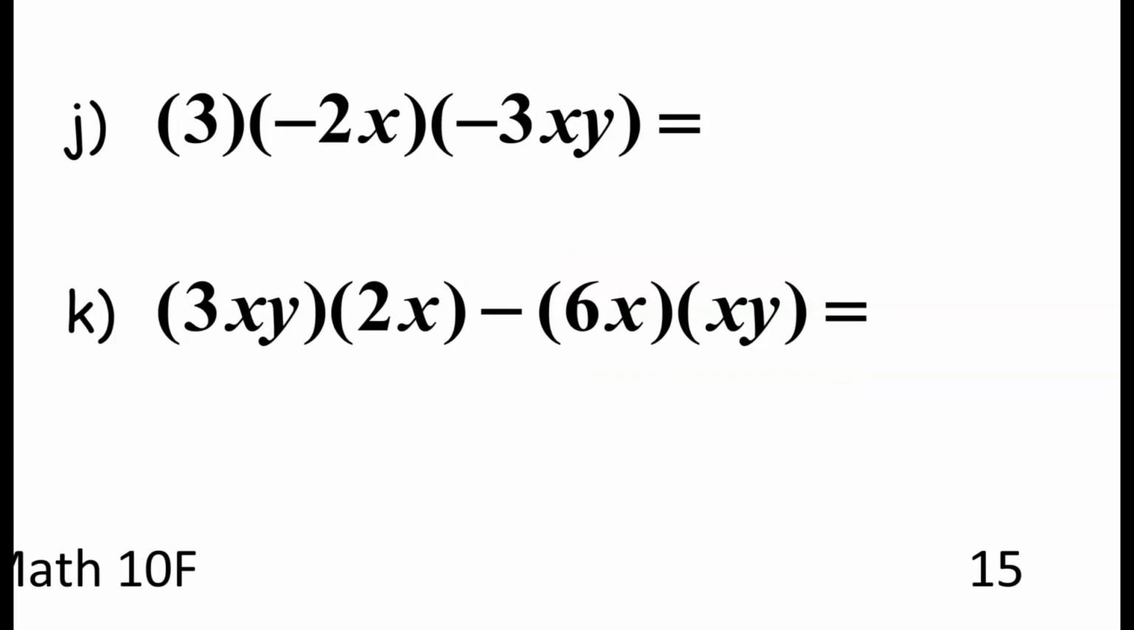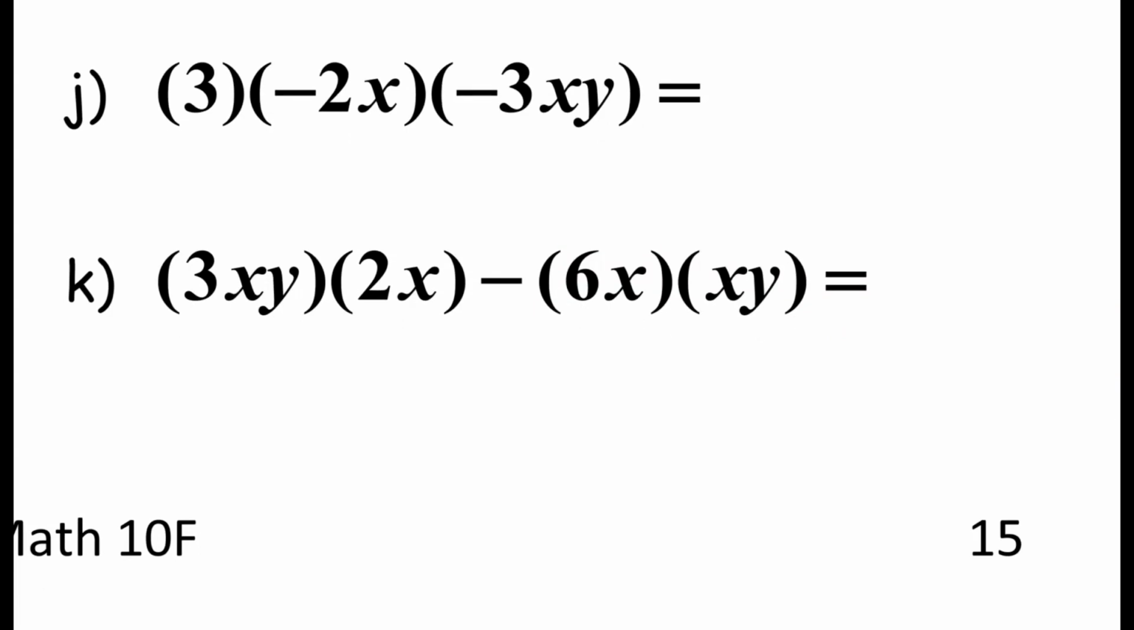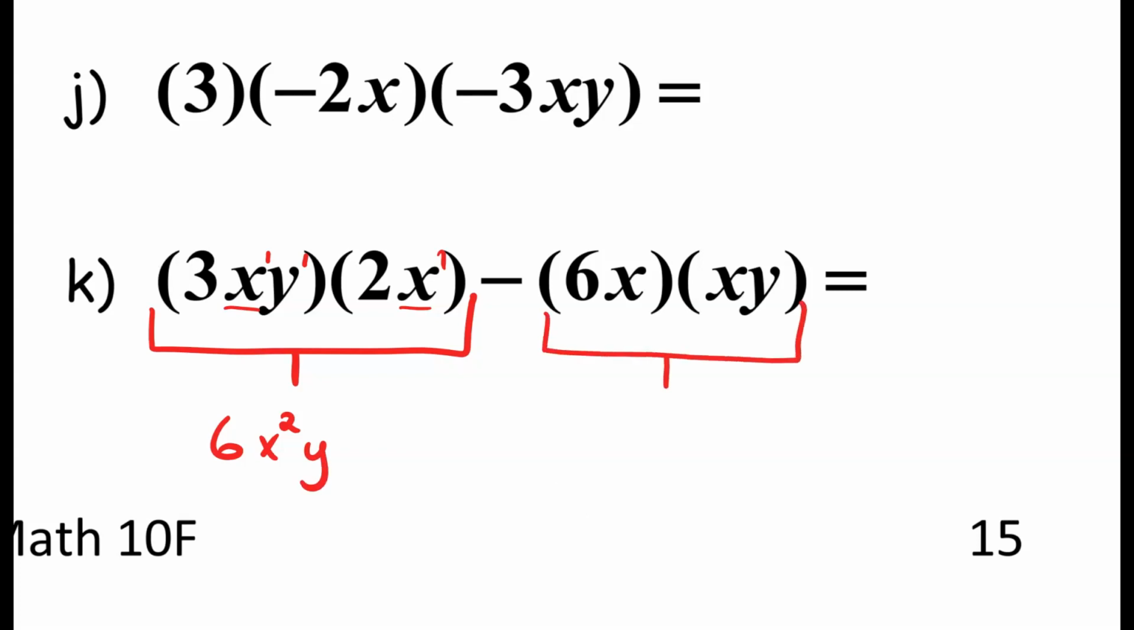Just like before, we're dealing with the coefficients first. So in this part here, if we have 3 times 2, we get 6, and we have x and x, so we'd be adding the exponents together. When they're not written down, they're always a 1. So x plus 1, or 1 plus 1, we get 2, and there's no other y, so we just simply write the y down.